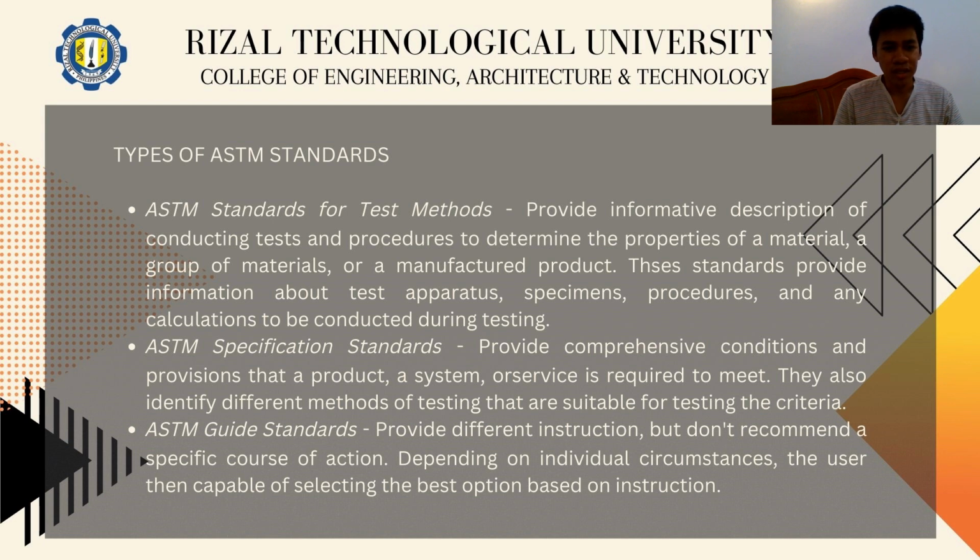Next, ASTM specification standards provide comprehensive conditions and provisions that a product, system, or service is required to meet. They also identify different methods of testing that are suitable for testing the criteria. Next, ASTM guide standards provide different instructions but don't recommend a specific course of action depending on individual circumstances. The user is then capable of selecting the best option based on the instructions.